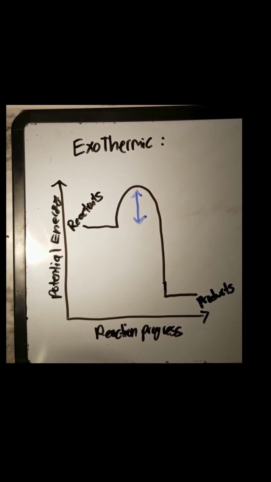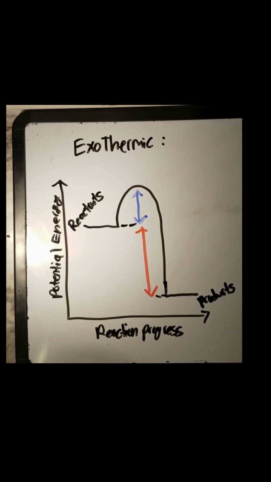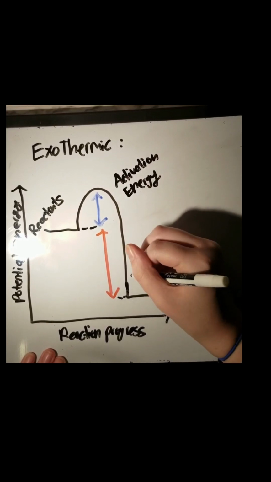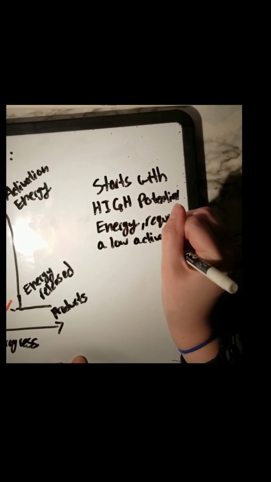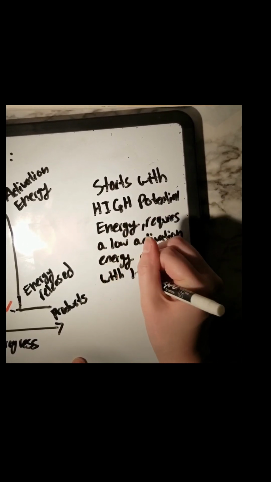Now we're going to draw our activation energy. As you can see, this activation energy is quite small, while this energy being released is quite large. So there's our activation energy, which is the energy it takes to start the reaction, and our energy, which is released. This is a characteristic of an exothermic reaction. So it starts with a high potential energy and also has a low activation energy. So it requires a low activation energy. And this ends with a lot of energy released, which means that it has a lower level of energy than it does at the beginning.